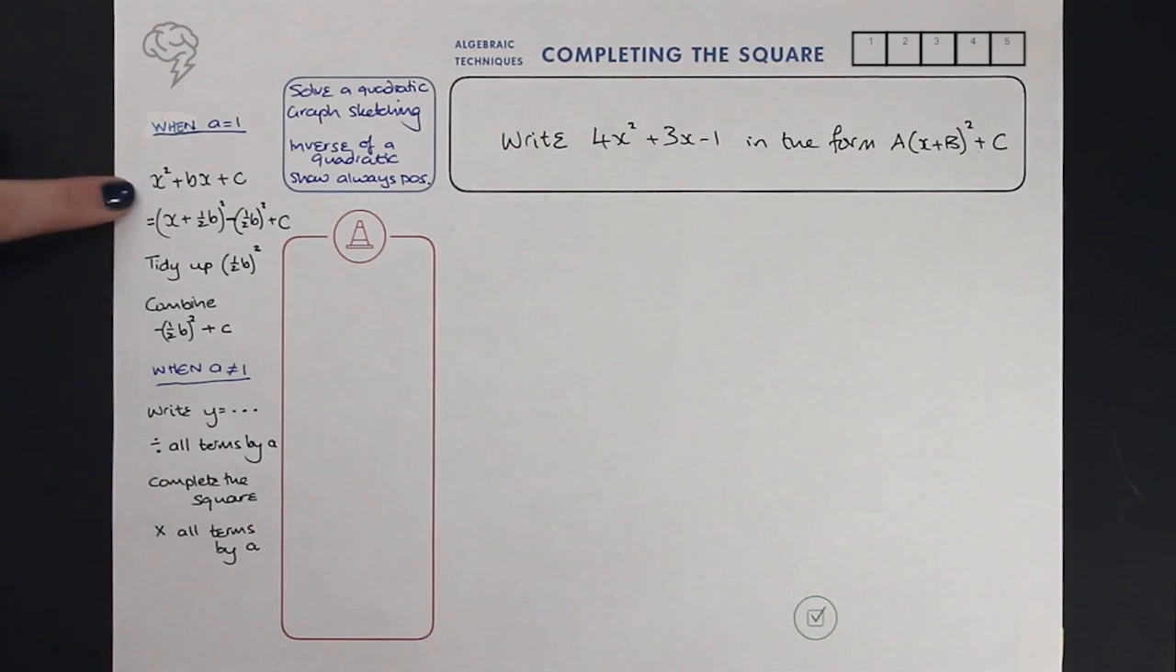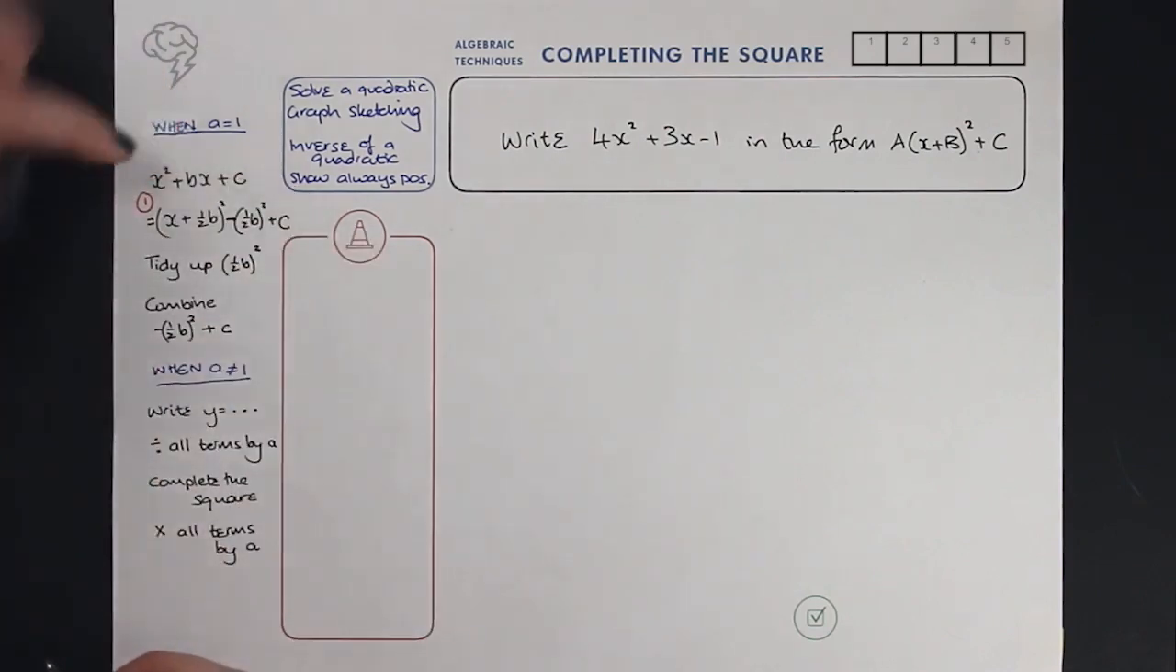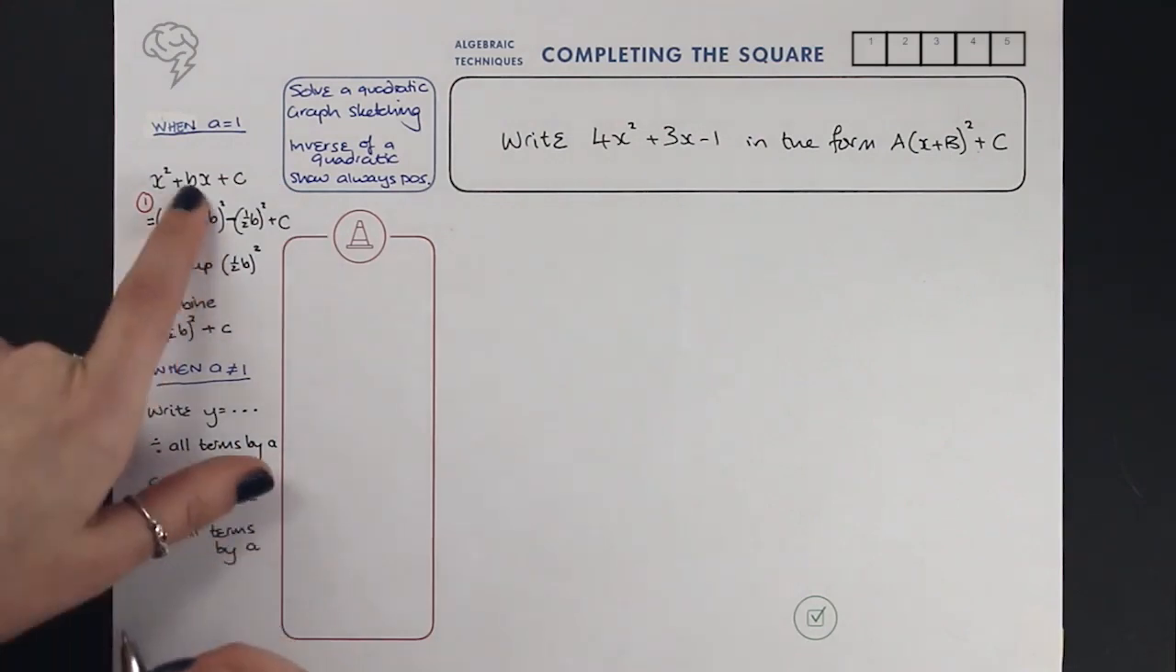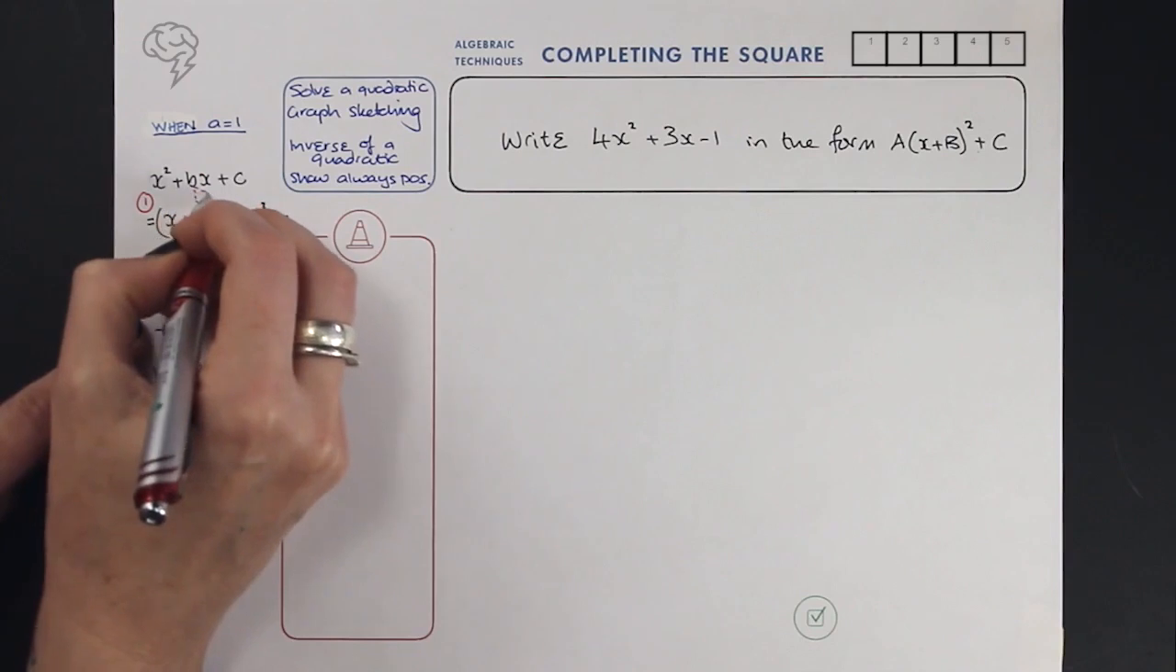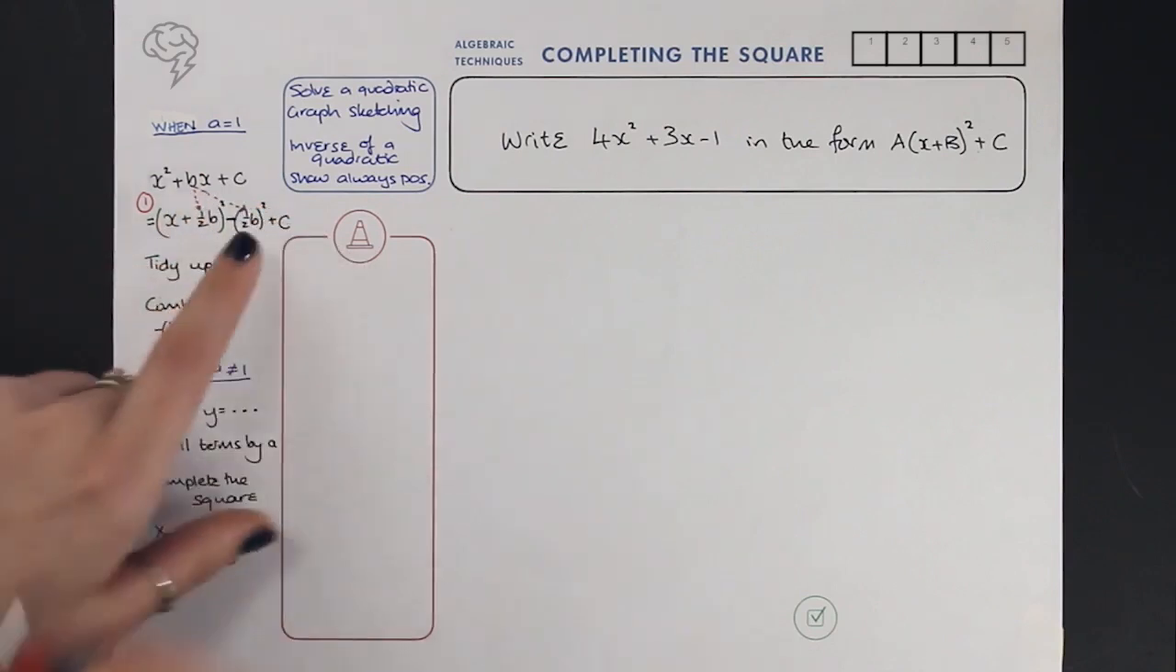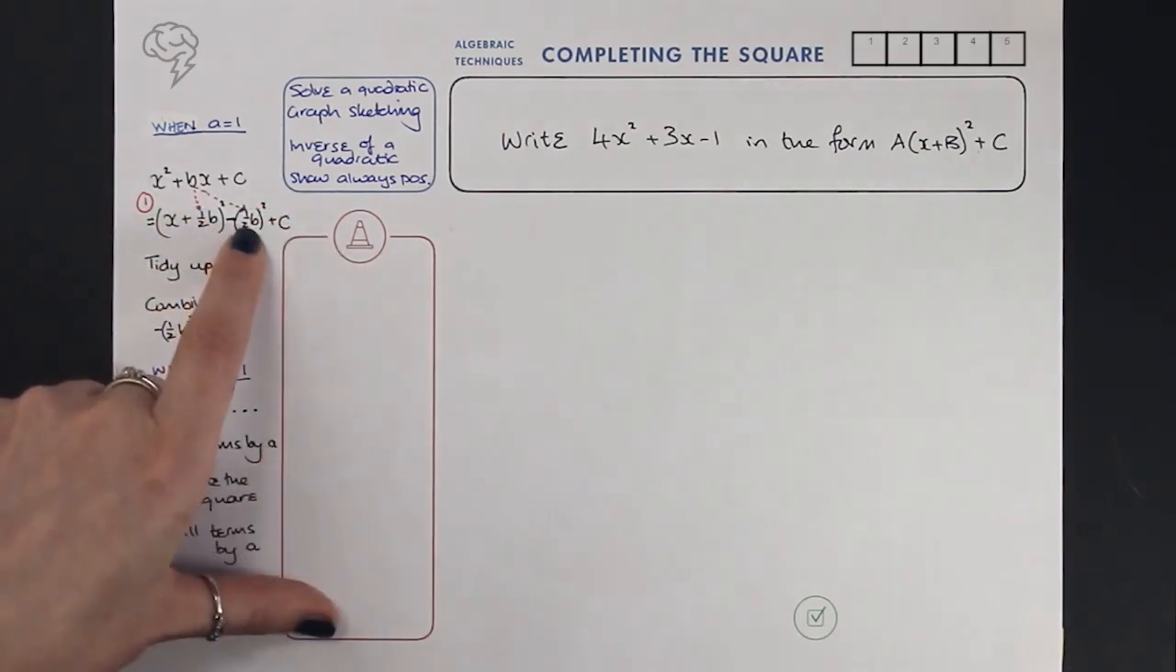So how do we do it? Step 1, you just use the formula, and essentially what you need to do is to get this b here and divide it by 2, and it goes in 2 places. It goes there and there in 2 places, half of the b.